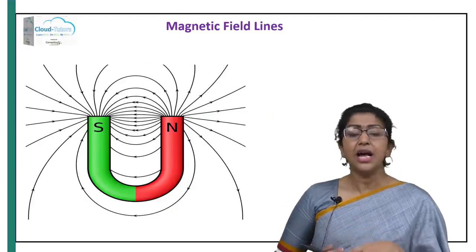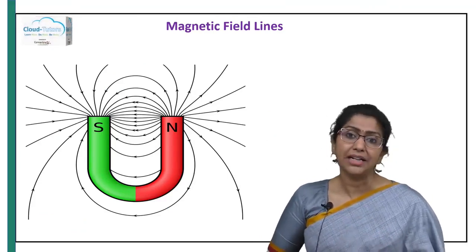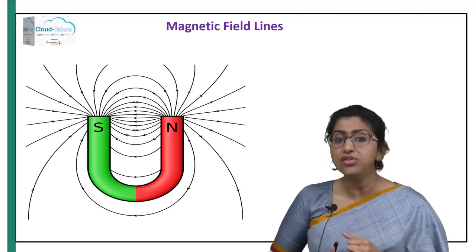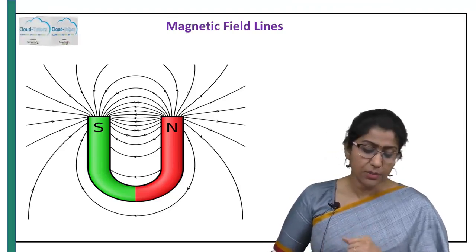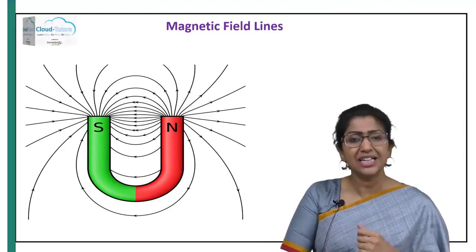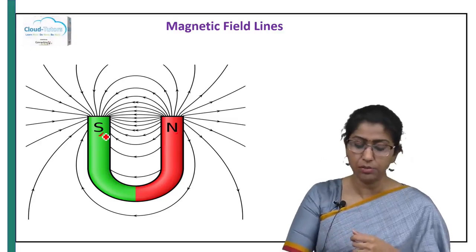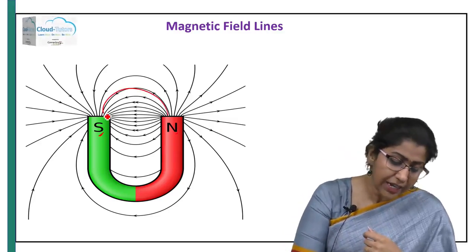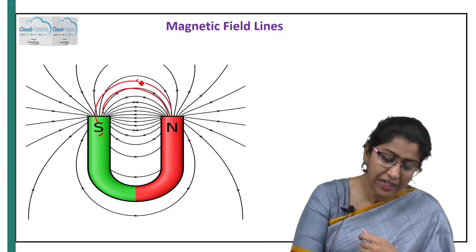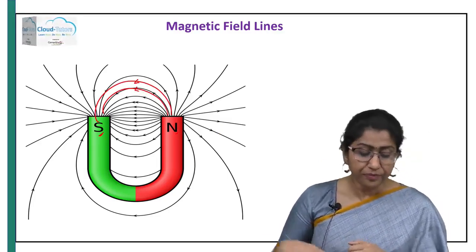Alright, so there are different kinds of magnets that we use. A few commonly used magnets are a bar magnet and a horseshoe magnet. A horseshoe magnet is what you see on the screen. It is a U-shaped magnet which also has a North Pole and a South Pole. As you can see here, the direction of the magnetic field line is always from north to south. Alright.